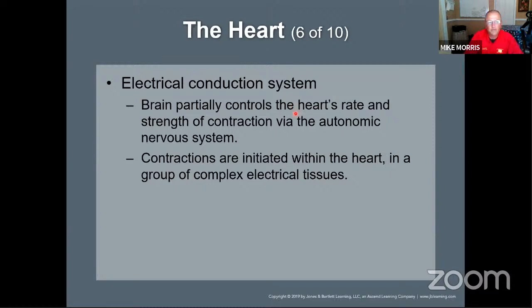The electrical conductive system. So we talked about how important the brain is in controlling heart rate and the strength of contractions, right? Because it's a different receptor now. We're not talking chemoreceptors anymore. We're talking baroreceptors, right? And they communicate with the cardiac center of the brain, and they talk about increasing the strength of the contraction, and maybe even the rate of the contraction.